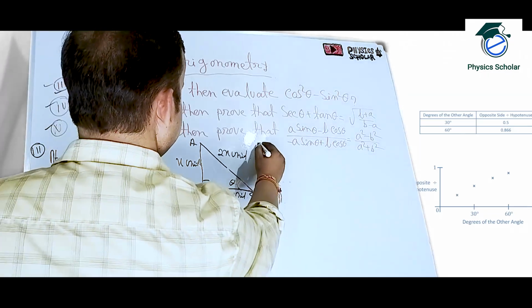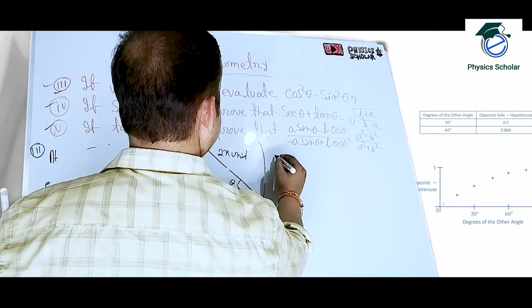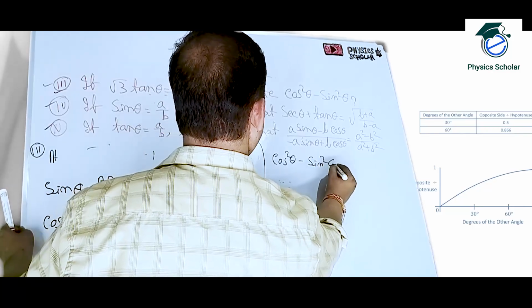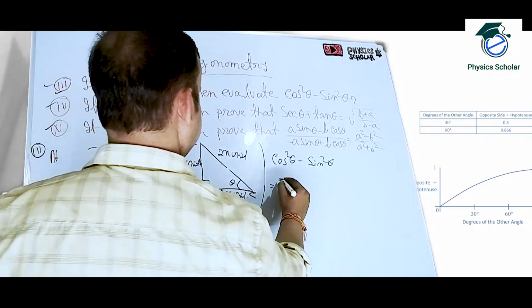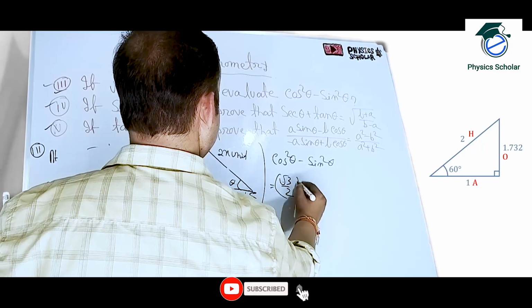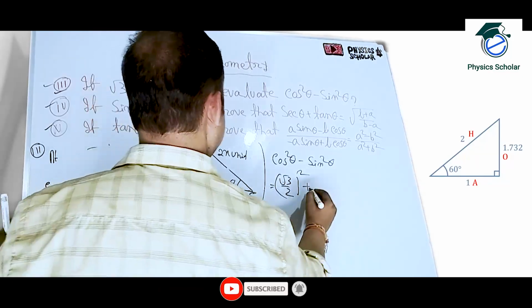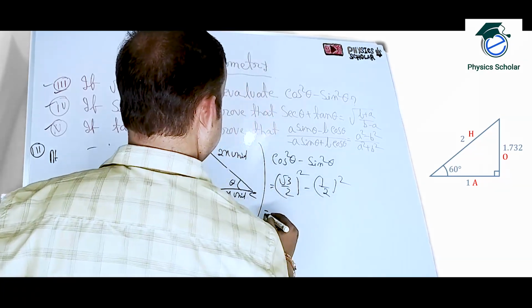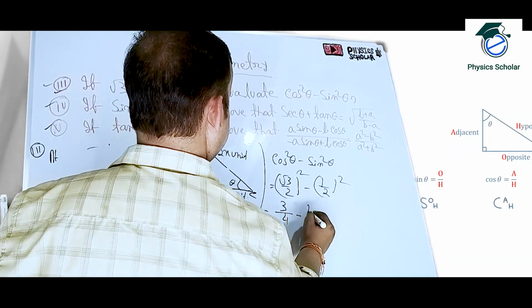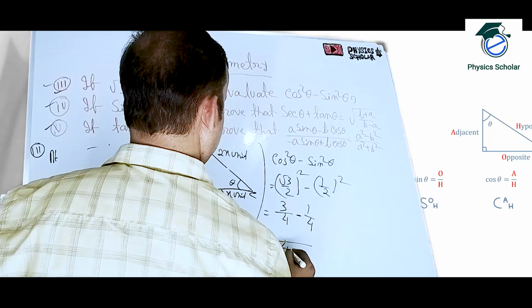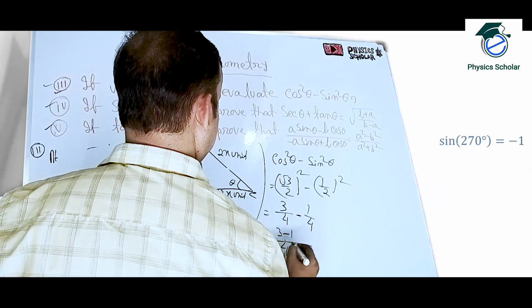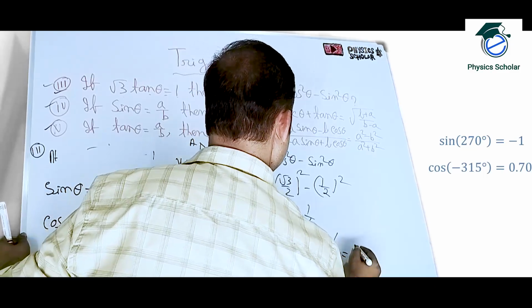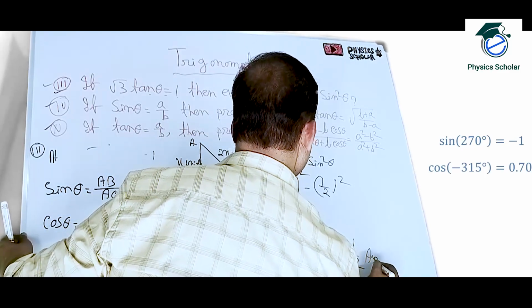Clear? Now we have to write what? Cos square theta minus sin square theta. We have to find out the value of cos, root 3 by 2 whole square, minus the value of sine, half whole square. So it will be 3 by 4 minus 1 by 4. 4 will be the LCM. 3 minus 1 is equal to 2 by 4 is equal to half. It will be your answer.